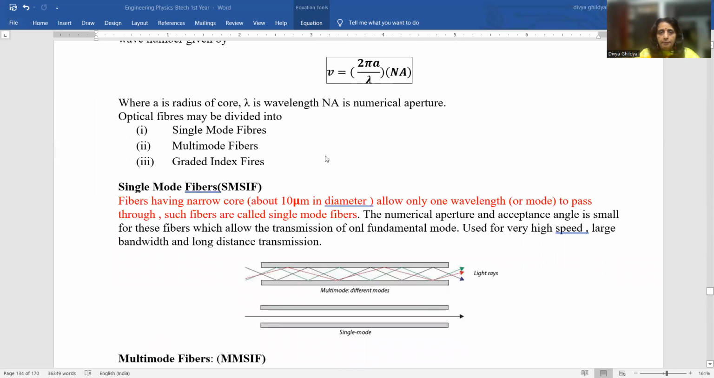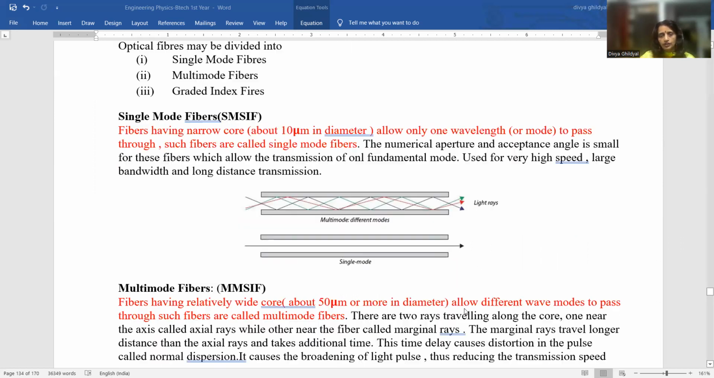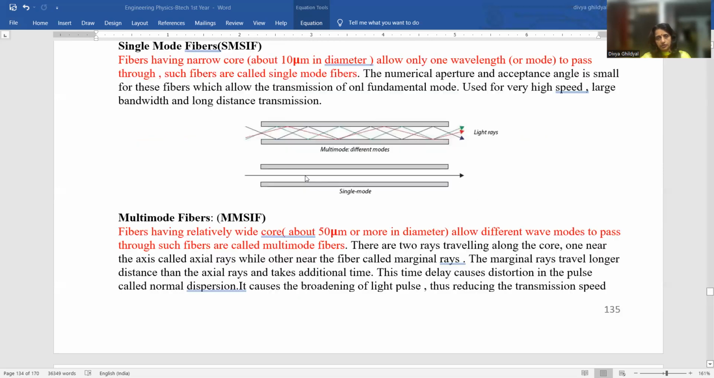Optical fibers are basically or broadly divided as single mode, multi-mode, and graded index. So more theory on this for your 10-mark question. See, single means one. So fibers having a narrow core, allowing only one mode to pass through them, will be the single mode fibers. And numerical aperture and acceptance angle for this will obviously be small, which will allow the transmission of only one fundamental mode. They are used in very high speed where you want less dispersion, large bandwidth, and long distance transmission.